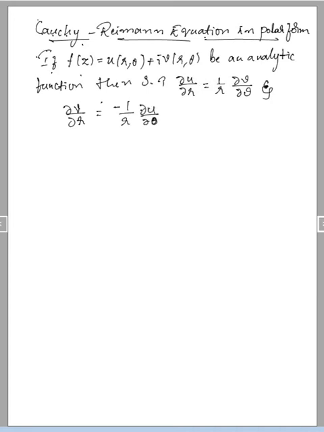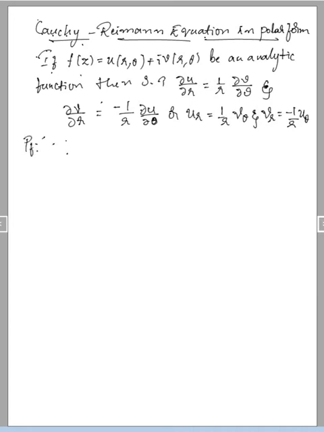So also it can be defined in another way. u_r is equal to 1 over r into v_theta and v_r is equal to minus 1 over r u_theta. So this is the way of representing the CR equation in polar form. So now we require to prove this. We shall go for the proof.